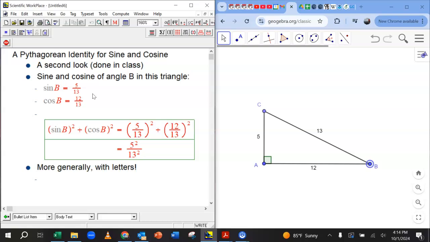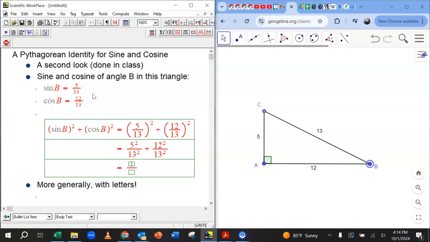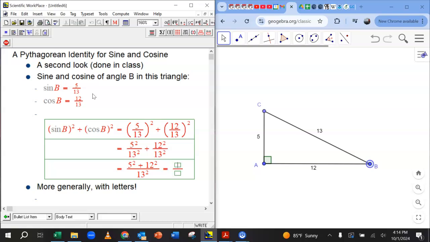A very common thing: a quantity, either a product or quotient, squared, the square does go onto these factors. Powers and products and quotients play nice with each other, so we have a good rule. Same over here, 12 squared over 13 squared. Wow, those are over a common denominator. Okay, and now wait a minute. Does that look familiar? Let's just get the numbers at this point: 25 plus 144 over 169.